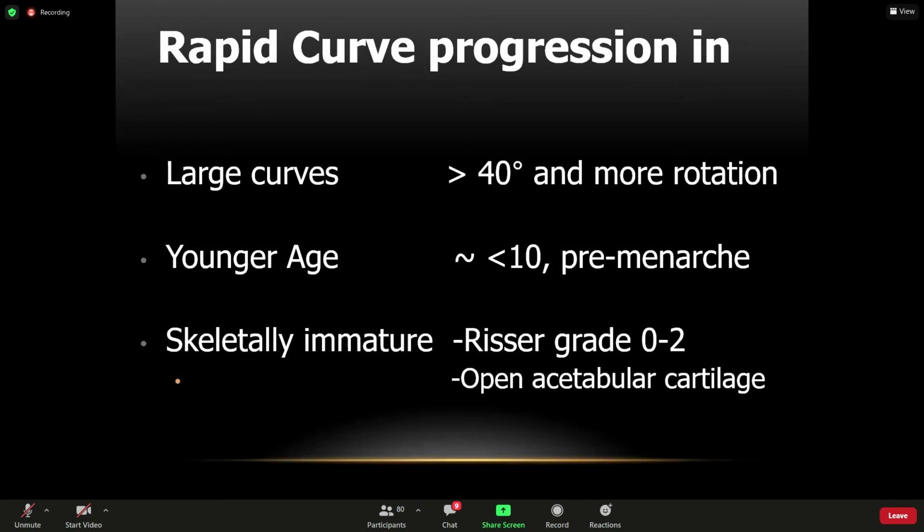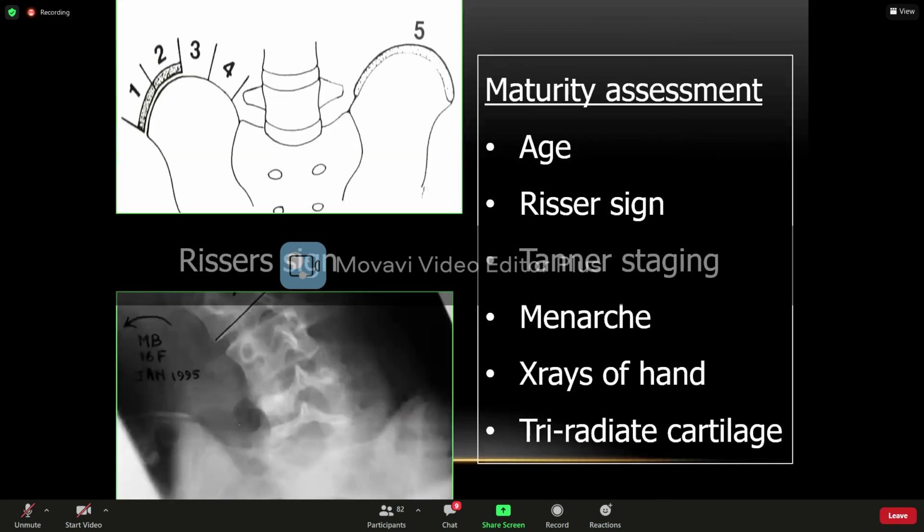Skeletally immature. You can assess skeletal maturity based on the fusion of the physis plate or the apophysis of the iliac crest or the acetabular cartilage. Based on that, we know whether the child is skeletally mature or not. Skeletally mature tells us whether the child has more growth potential or not. And if they have more growth potential and they have a scoliosis, it's very likely that the scoliosis is going to get worse. So this is something that you need to remember.